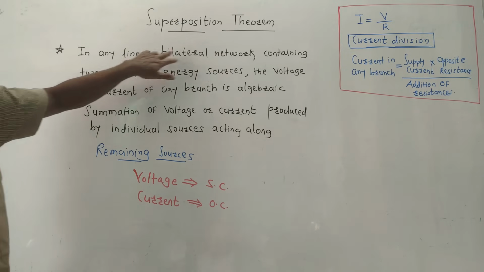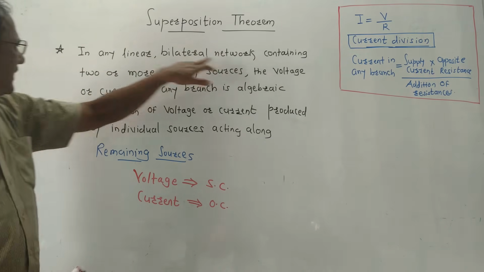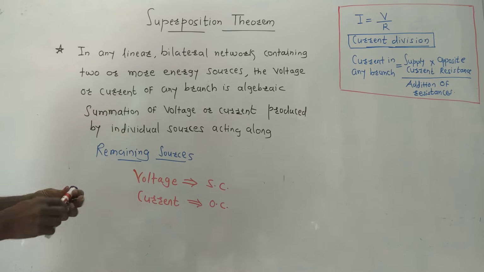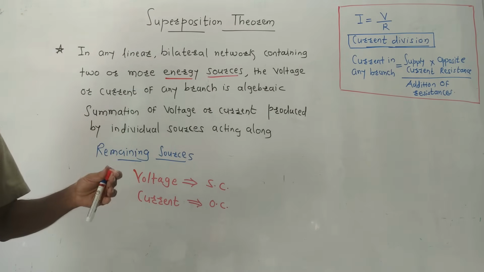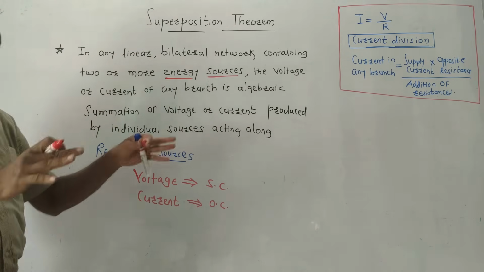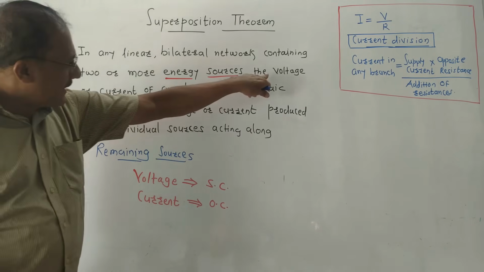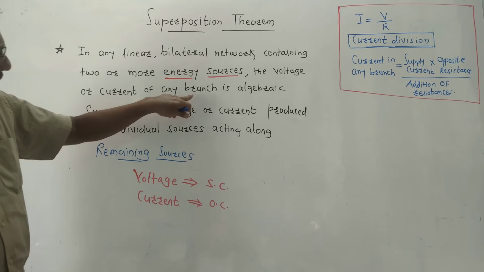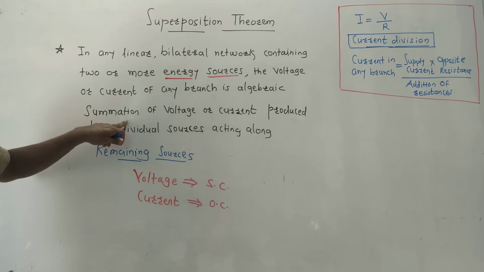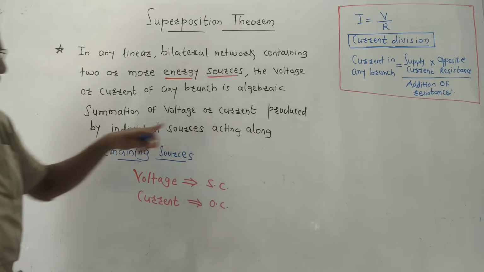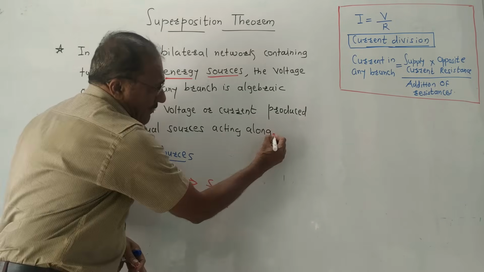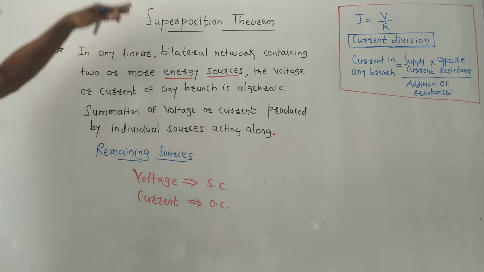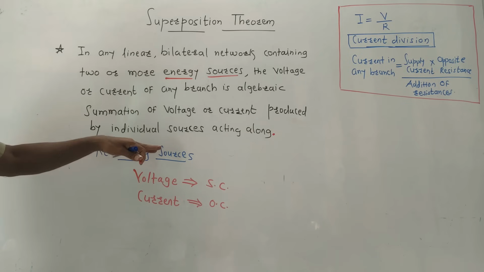In any linear bilateral network containing two or more energy sources. Now, the meaning of energy sources is either a current source or a voltage source. Then the voltage or current of any branch is the algebraic summation of voltage or current produced by individual sources acting alone. We'll solve a few numericals, then this statement will be more clear to you.